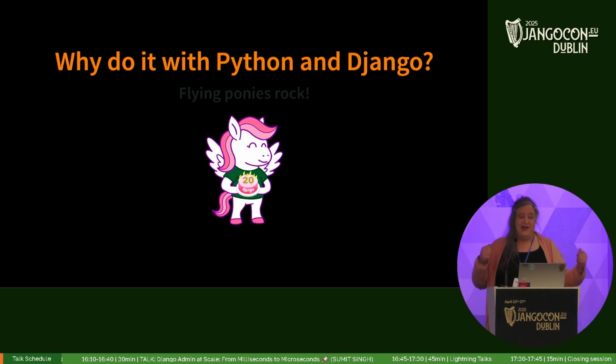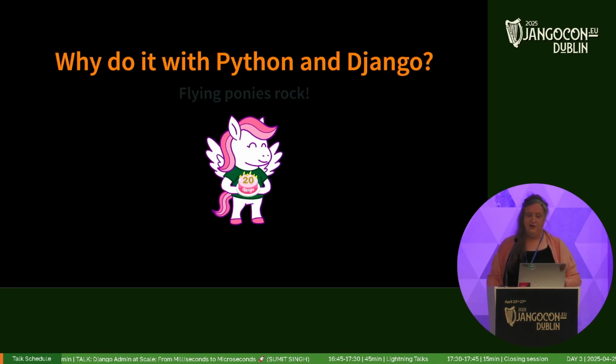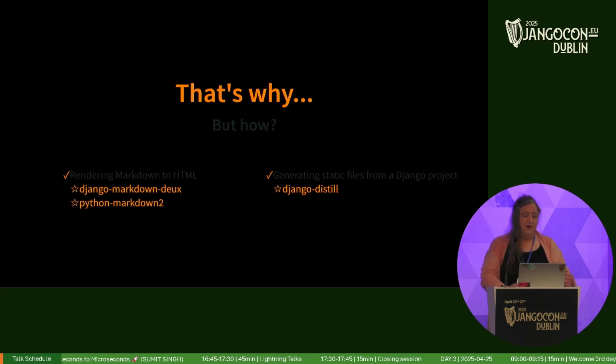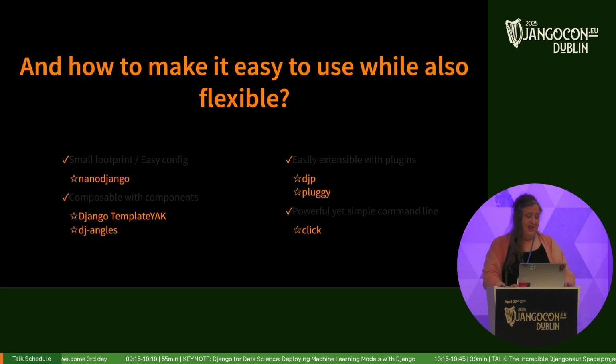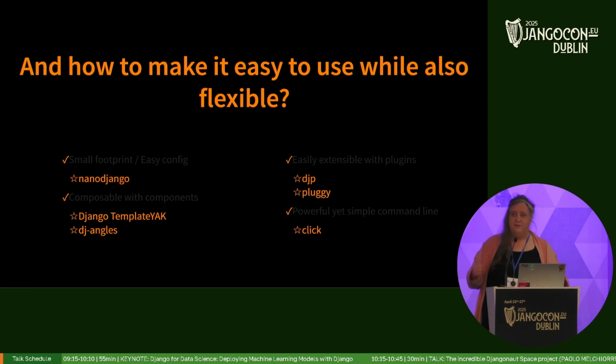Why do it with Django? Well, doing it with Django because Django rocks, and we like flying ponies. But how can we do that? There are already a lot of libraries that let you do that in Django. There are Markdown to HTML libraries. There is Django Distill that lets you take any Django site and make a portion of it as a static website. But how to make that flexible?